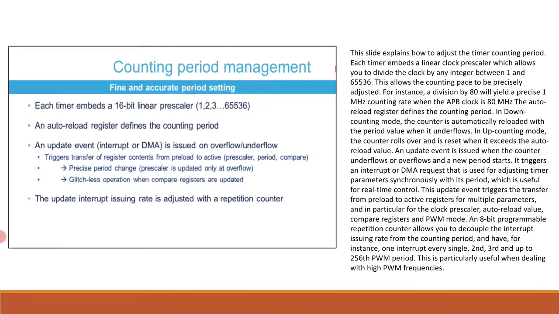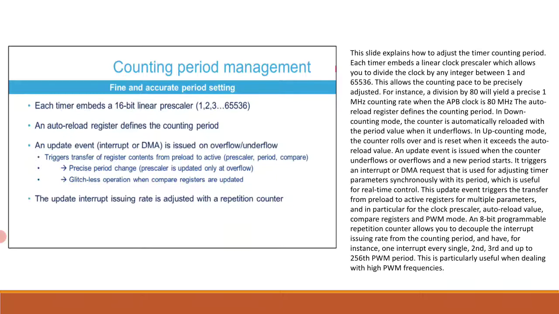The next slide explains how to adjust the timer counting period. Each timer embeds a linear clock prescaler, which allows you to divide the clock by an integer between 1 and 65536. This allows the counting pace to be precisely adjusted. For instance, a division by 80 will yield a precise 1 MHz counting rate when the APB clock is 80 MHz. 80 divided by 80 gives 1 MHz.